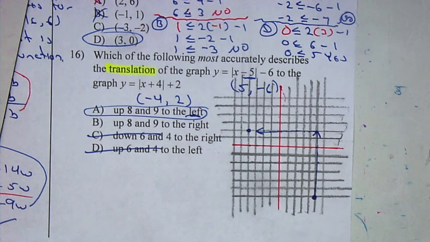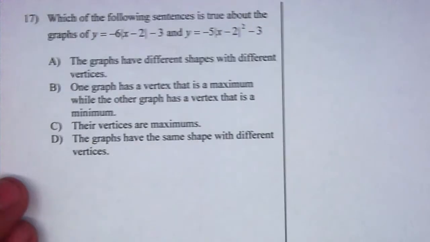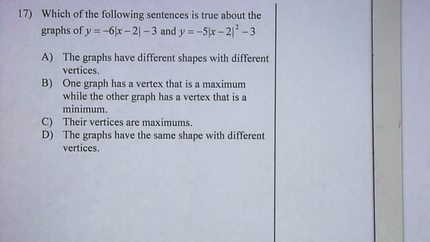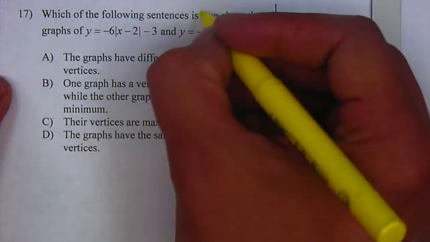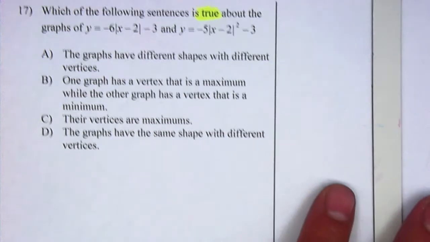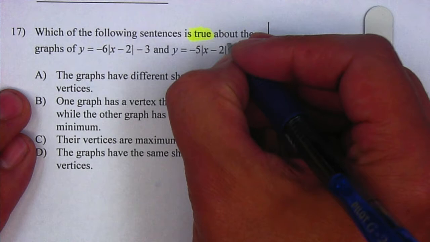Now let's work on the last problem. Number 17. I know you guys have it on the bottom of your page. Which of the following sentences is true? So we're looking for a true statement about the following graphs. And they give you two absolute value graphs. And if you guys can get rid of that little 2, that should not be there.